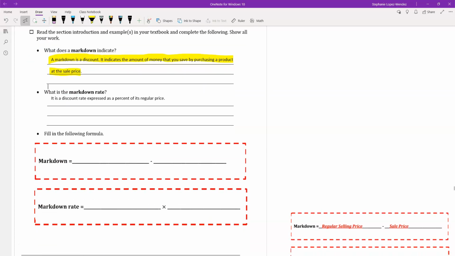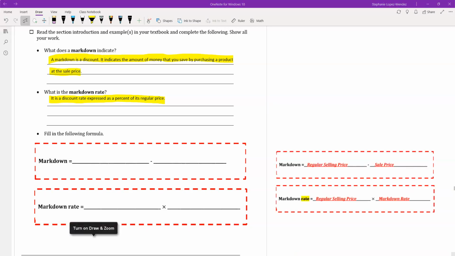What is the markdown rate? The markdown rate is a discount rate expressed as a percent of its regular price. So for example, when you hear 15% off or 20% off for a product, that is the markdown rate. So the formula we are going to be using for this section is the following.